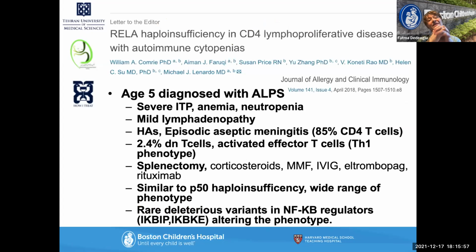And for RELA, it is interesting that there's also another publication from NIH showing a 5-year-old who had a diagnosis of autoimmune lymphoproliferative syndrome with typical features of the syndrome, but whose workup also showed RELA haploinsufficiency. The explanation for this very different phenotype is that the patient had other variants in other genes, especially in NF-kappa B regulator genes, that may be altering the phenotype. And after this, we've seen a few more patients with RELA similar to our cases. And then there's one described from Ireland actually recently.